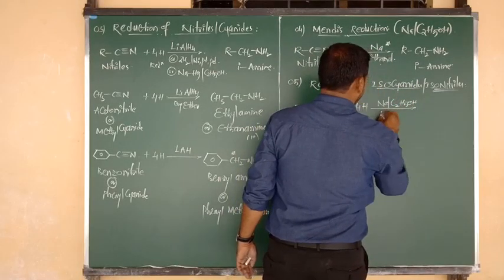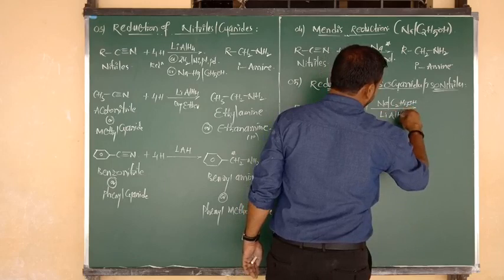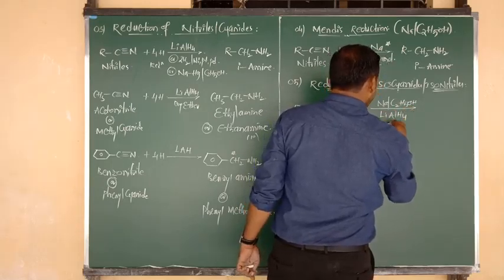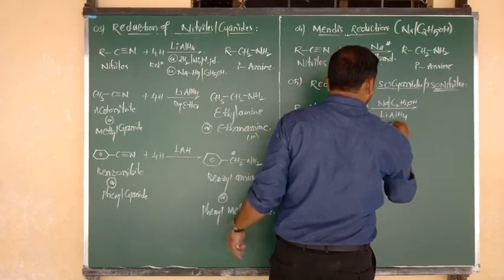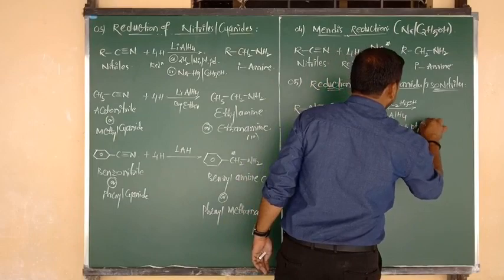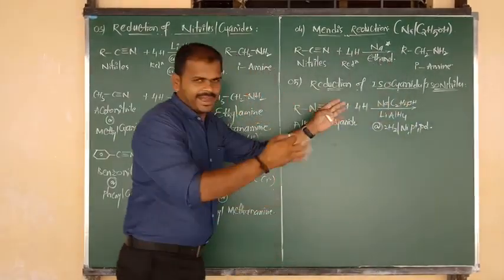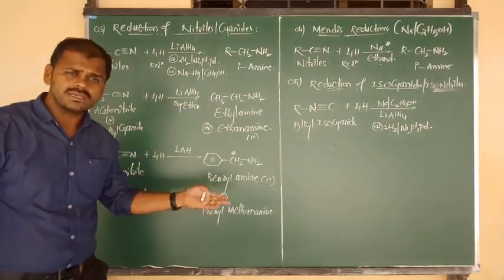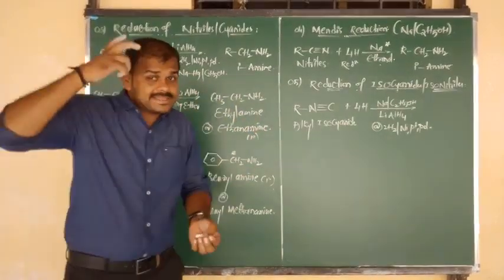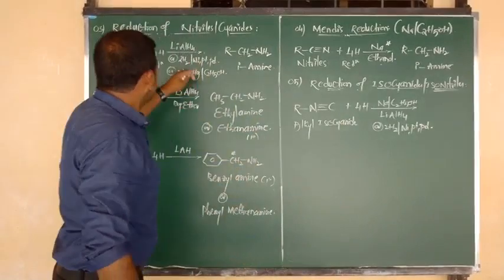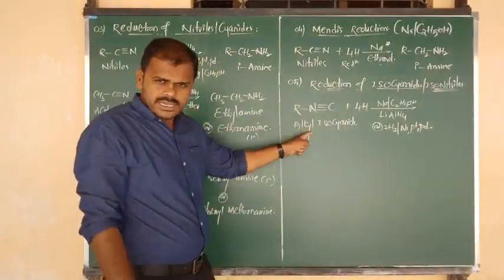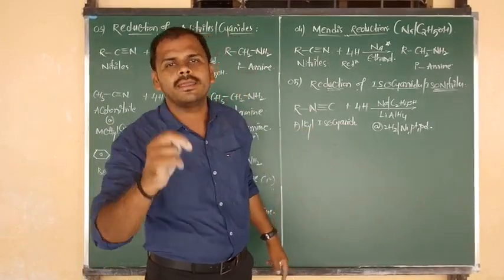Otherwise you can consider lithium aluminum hydride in presence of dry ether. And also we can consider catalytic hydrogenation in presence of nickel or platinum or palladium. Here also any one of the reducing agents we can use for the reduction of isocyanide. But listen carefully, you have to keep this in mind: cyanides upon reduction always give primary amine, but isocyanides upon reduction give secondary amine.